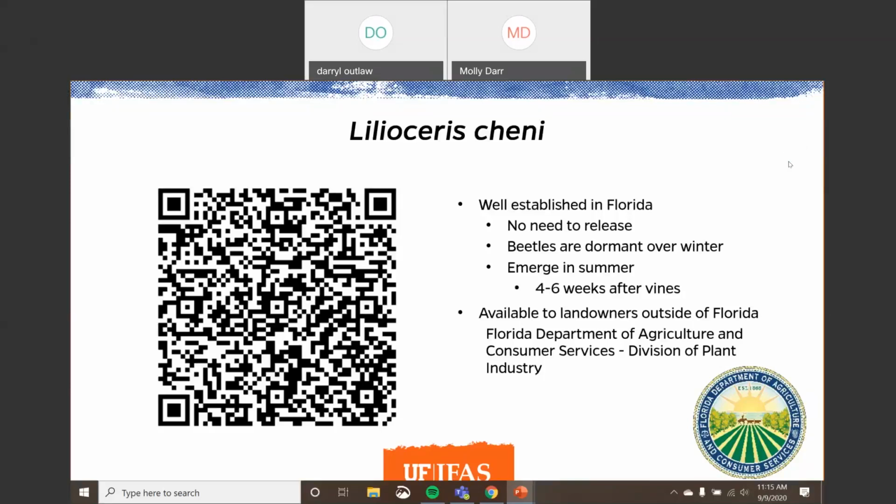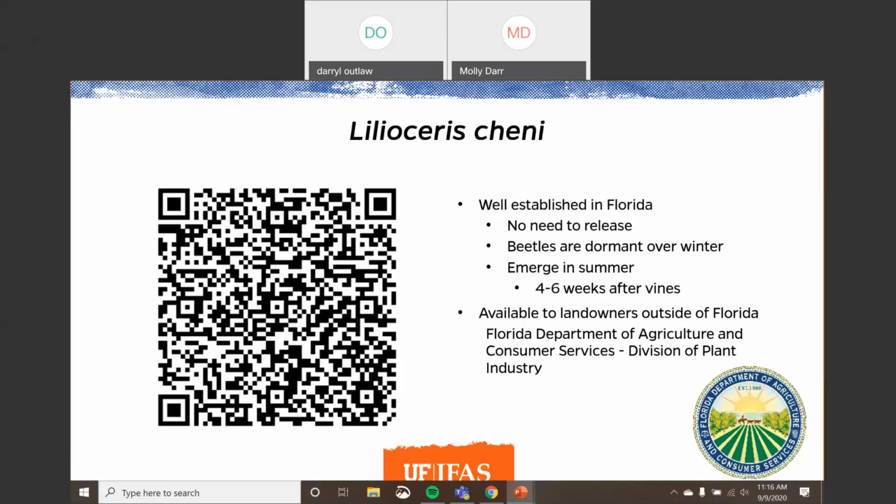Now, if you're outside of Florida and you have air potato and you are interested in getting these beetles to use on your lands, the Florida Department of Agriculture and Consumer Services is continuing this program, but offering these beetles outside of the state of Florida. So if you scan that QR code that's on your screen right now, it will take you to their website. You can fill out the form and they will ship you these beetles free of charge.